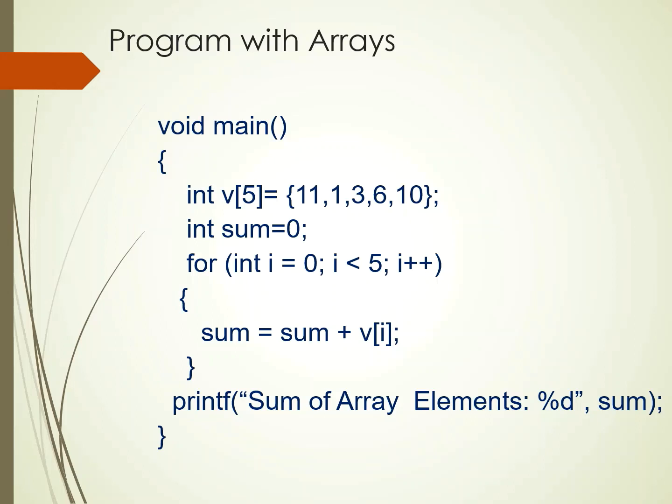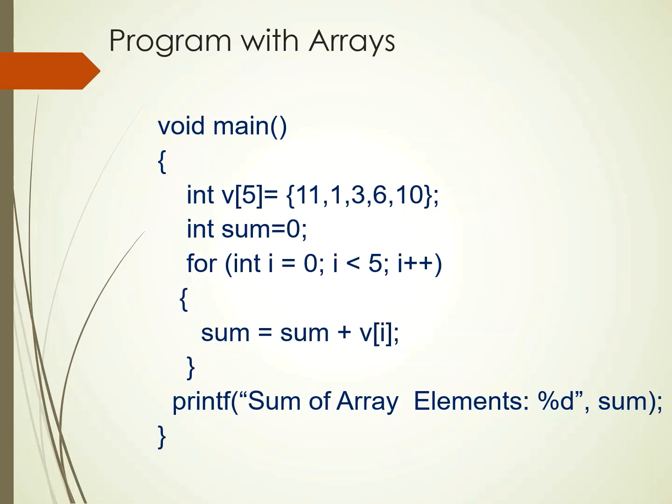So we can start the program as we had started the previous one: void main, int v[5] equal to 11, 1, 3, 6, 10, int sum equal to 0. Next, we are using a for loop so that we will be able to change the value of I: for int I equal to 0, I less than 5, I plus plus, within braces sum equal to sum plus v of I. So every time the for loop repeats, I will vary from 0 to 5. And by the time the I value becomes 5, we are out of the loop.